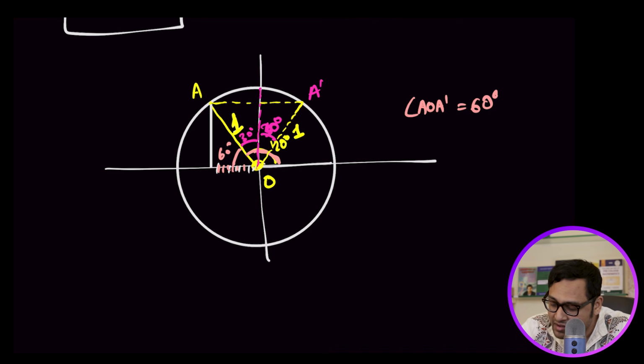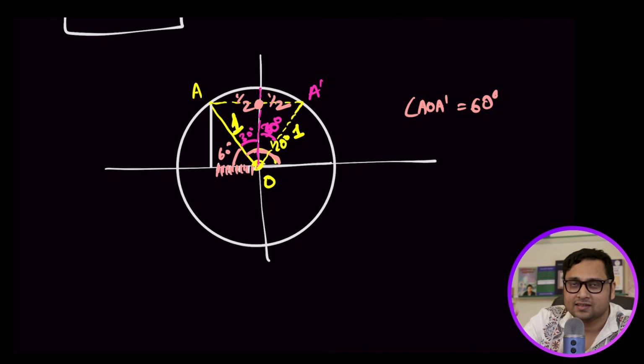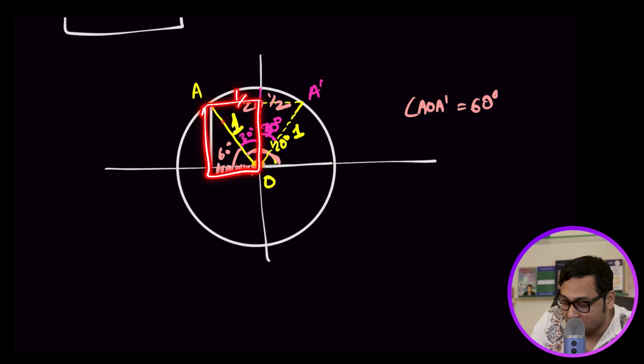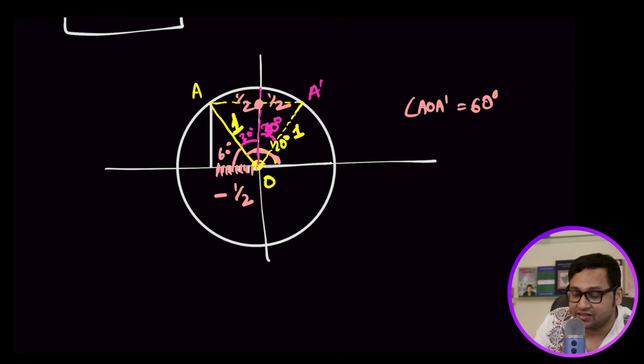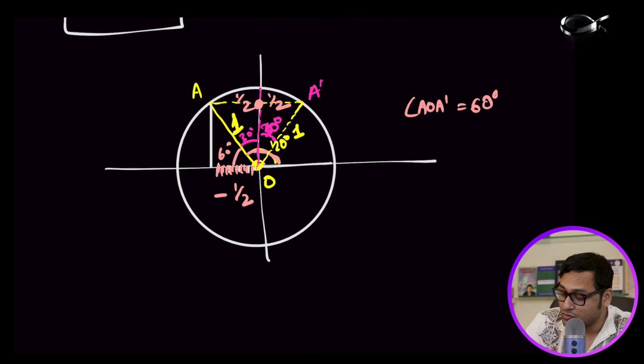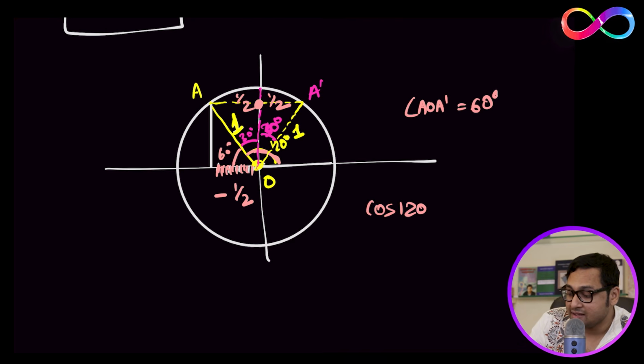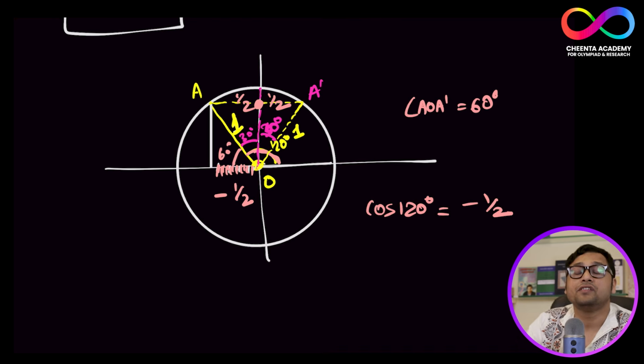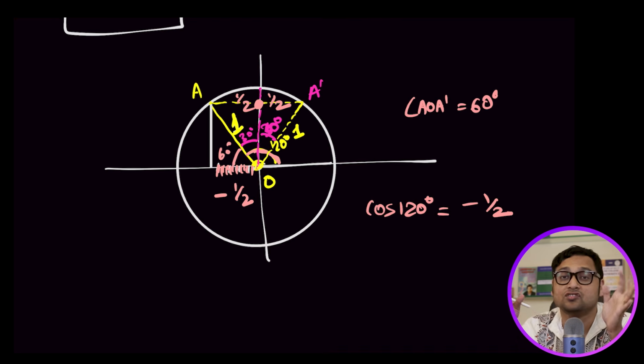So now you have this side is 1, this side is 1. Therefore, this is also 1. Therefore, this must be half and this must be half. And of course, the horizontal shadow is a rectangle. This one is a rectangle. So the horizontal shadow is also half. So you got this one as half. Well, this is negative half because you are going on the left hand direction on the x-axis. So cosine of 120 degree is negative half, and you derived it simply using geometry.